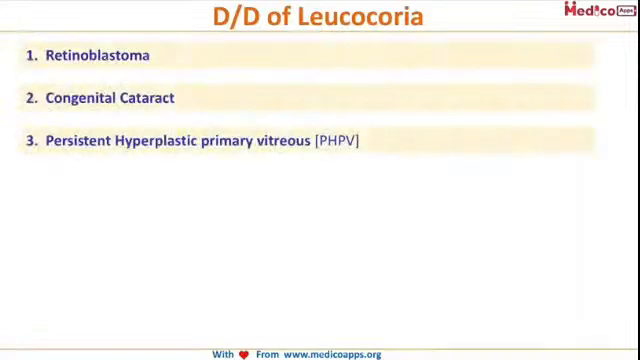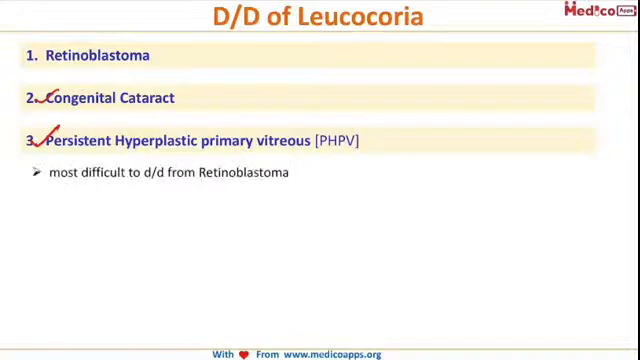Now let's look at a few questions that are important for our exam. The differential diagnosis of leucocoria. Leucocoria does not always indicate a retinoblastoma. Sometimes it can occur due to a congenital cataract or a persistent hyperplastic primary vitreous. Now, this is very difficult to differentiate from retinoblastoma.